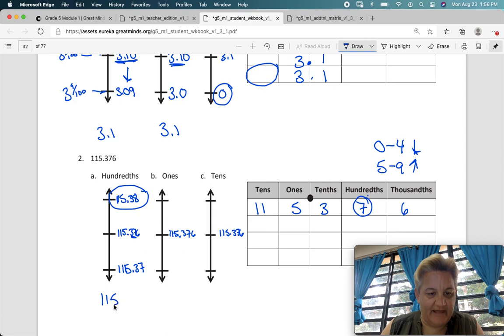So this is our nearest hundredths: 115.38. This one was a little bit better. Okay, now the nearest ones. The next nearest one here would be 115 or 116. So are we going to round up or round down? So we've got 116.